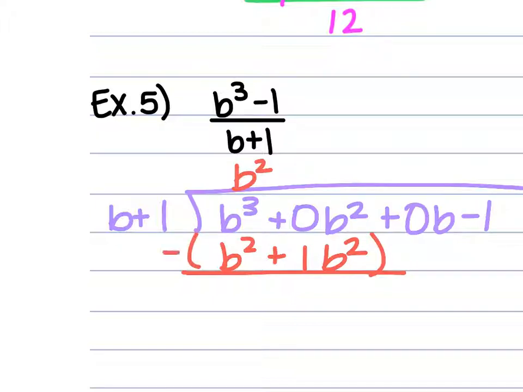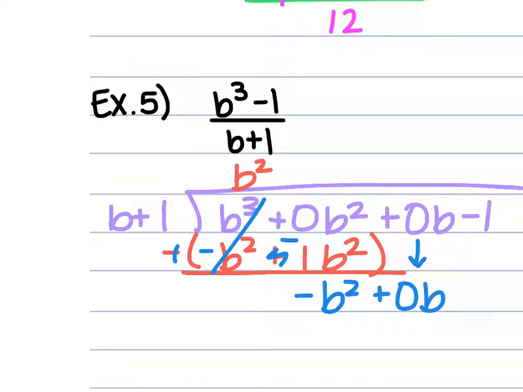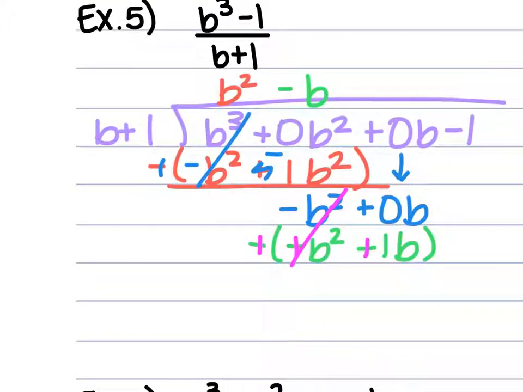I'm going to subtract or add the opposites. I'm going to be left with a negative b squared. Bring down that 0b. Now b times what is negative b squared? It's a negative b. So negative b times b plus 1 is negative b squared minus b, or 1b. Subtract or add the opposites. I'm going to be left with just a 1b, or b. I'm going to drop down that negative 1. So I have b minus 1 now.